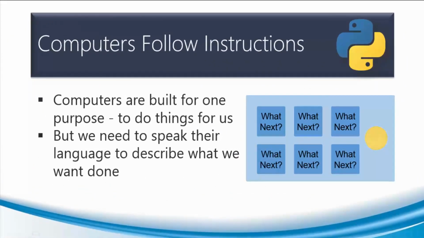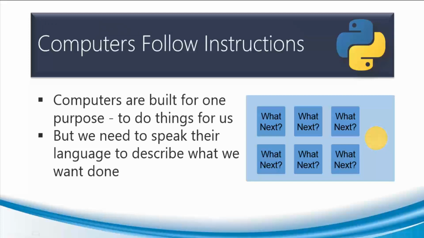Computers follow instructions. Computers are simply machines built for one purpose only, and that is to do things for us. But the computer itself does not really know what to do. We need to tell the computer, and we need to speak its language to describe what needs to be done.